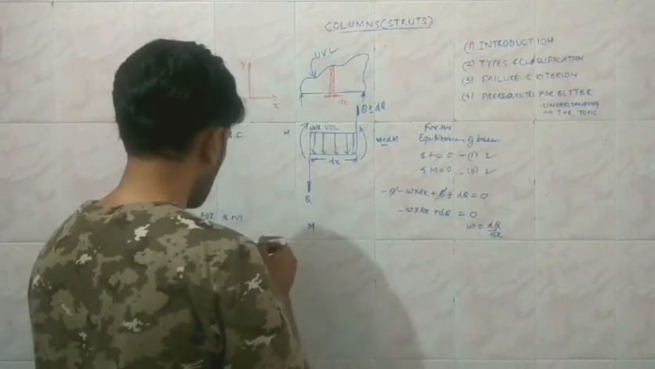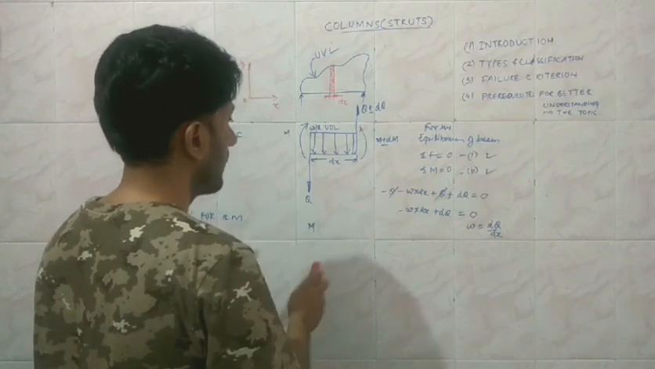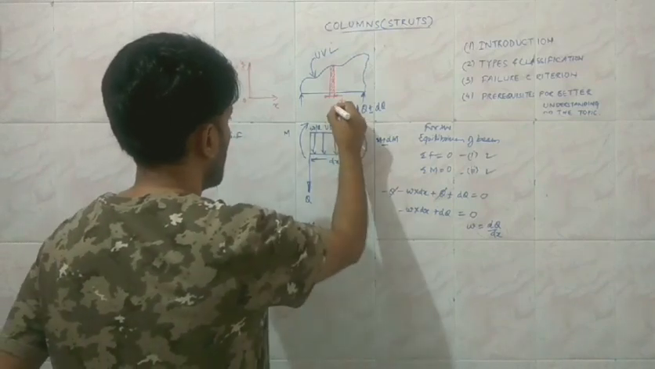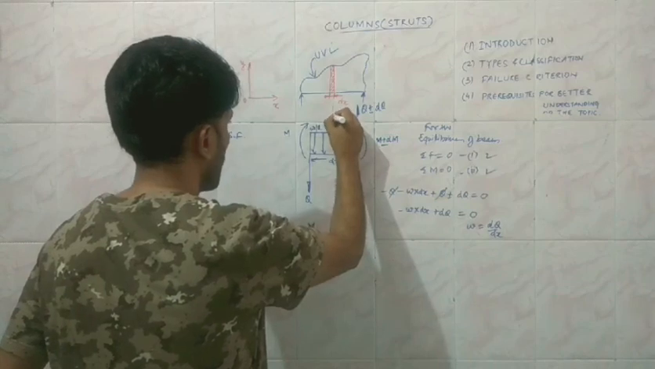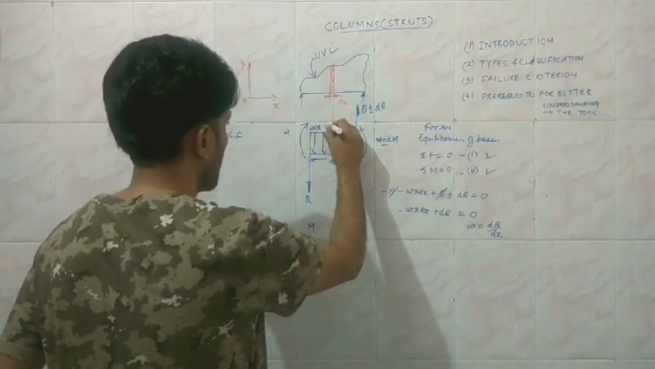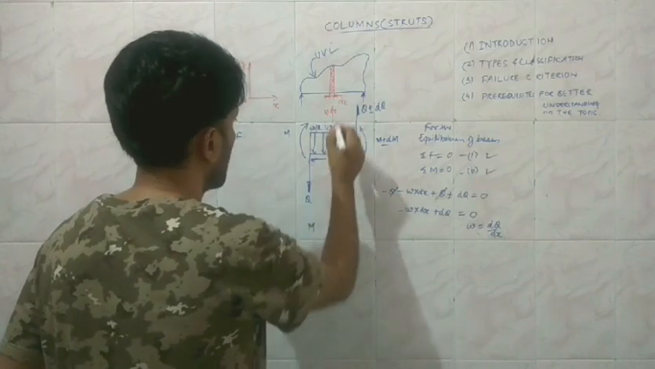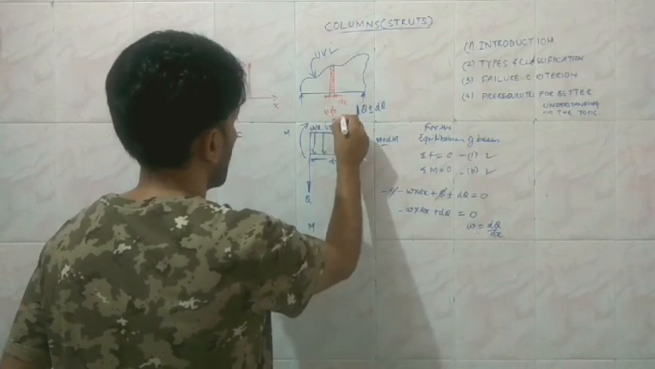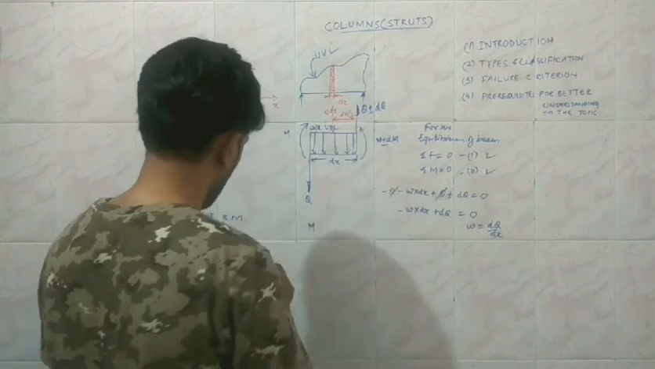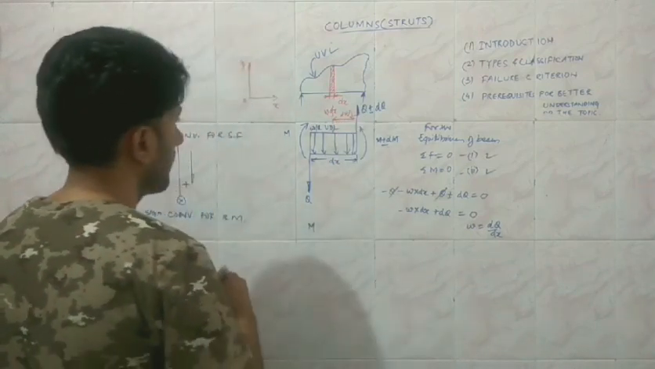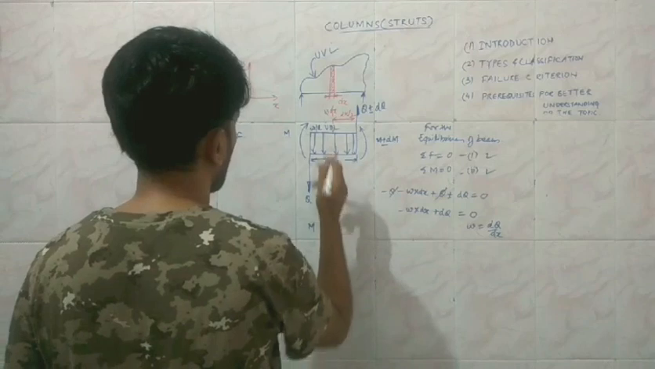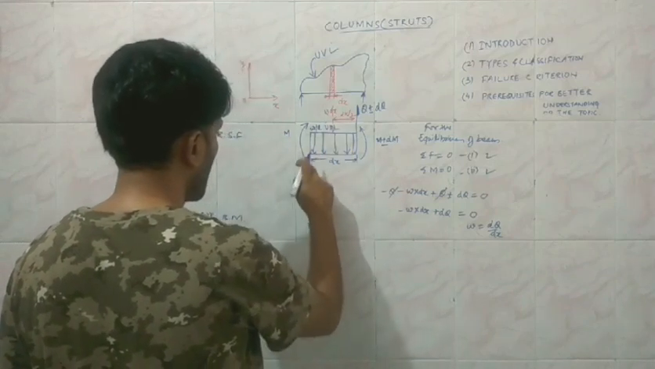Now we know that the total UDL was W into dx, and because of the symmetry, this UDL is going to be at the center of this length. So this is W into dx, which is going to be at the center, and this distance is going to be equal to dx by 2.